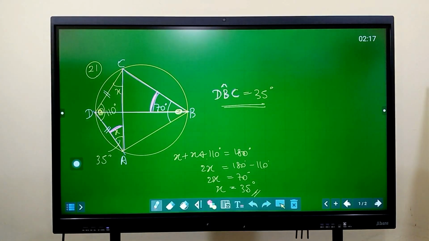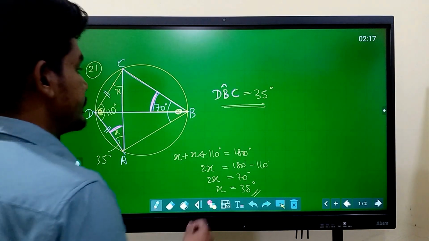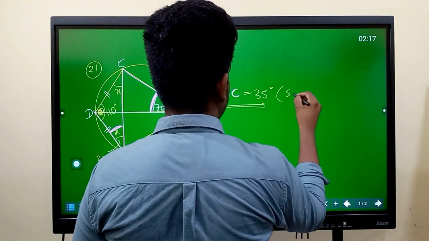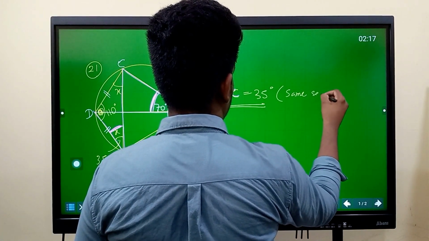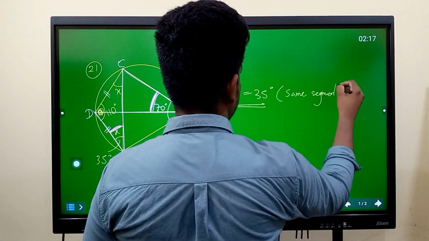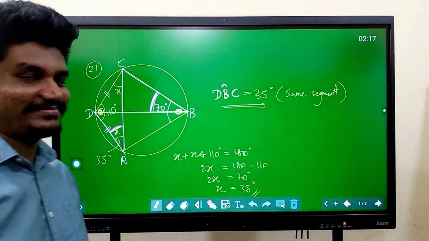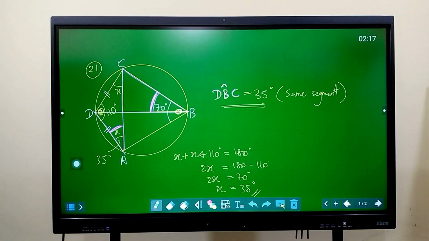Right? DBC equals 35 degrees. I write the theorem here. This is same segment. Angles in the same segment are equal. That's what the theorem says. So we can give 2 marks for that.